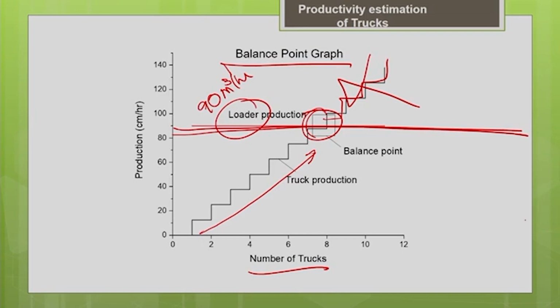Whether you have 8 trucks or 9 trucks or 10 trucks, all these trucks are going to just wait for the loader. So, it is not advisable to increase the number of trucks beyond the balance number, because there is only one loader here that will be controlling the productivity of the system.